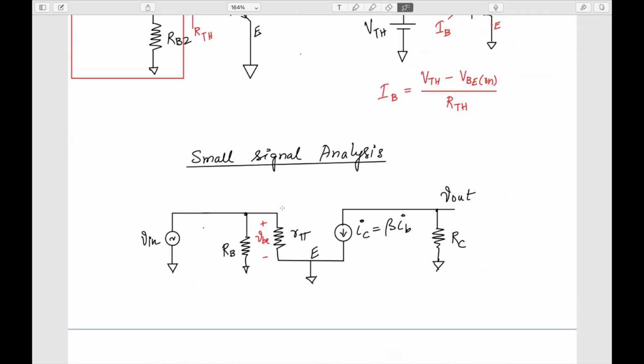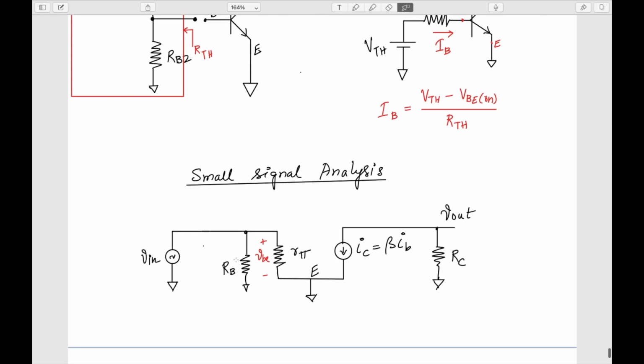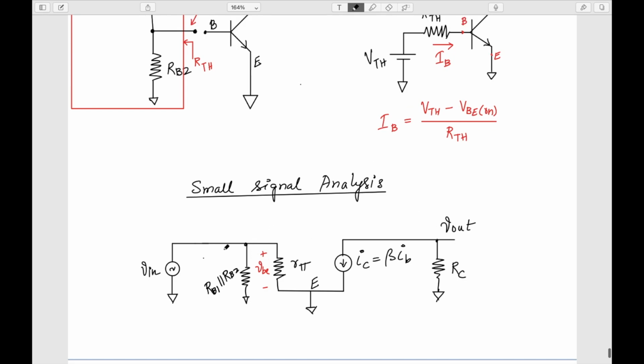So the small signal model will be similar to the previous one, except instead of RB, I'll have RB1 parallel RB2. As in the previous case, this resistance does not affect the whole gain, until and unless I have a source resistance. If I have a source resistance Rs, then there will be a voltage division, and this resistance will come into the picture when we calculate the gain.